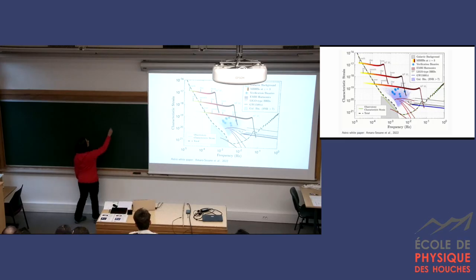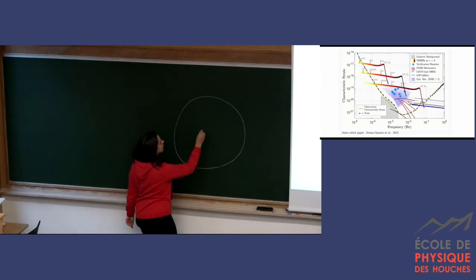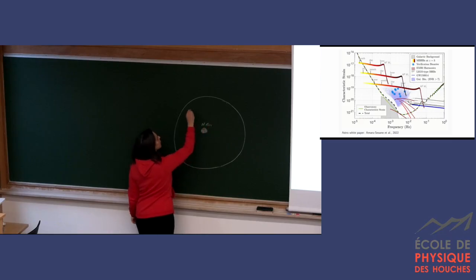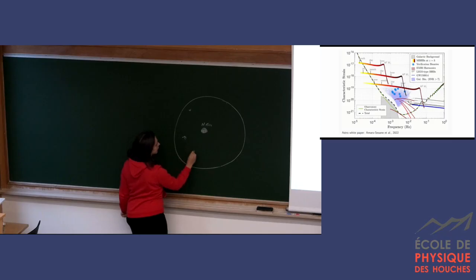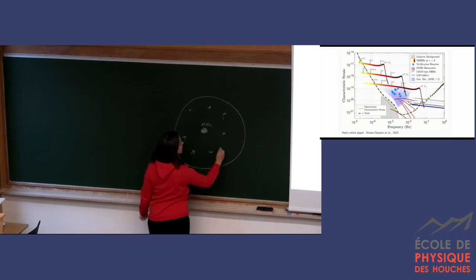So let's see, say here we have our galactic center. We have at the center our nice massive black hole. Okay, and then we have a lot of stars, stellar black holes. We have all our objects right around.